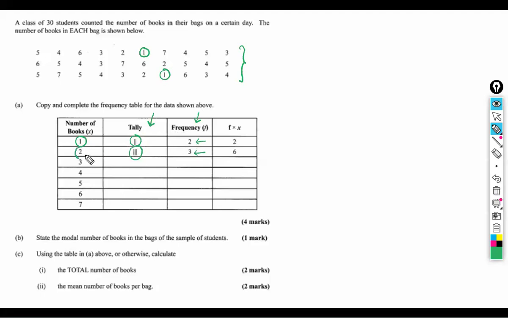How many number twos does it have? When you go through here, how many number twos does it have? It has 1, 2, it's supposed to have a third one, 3. That's how they get 3 strokes. 1, 2, 3. So your frequency is 3. Remember, your frequency is the amount of times something happens.